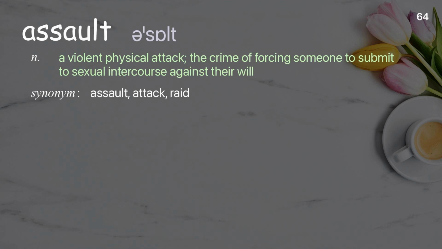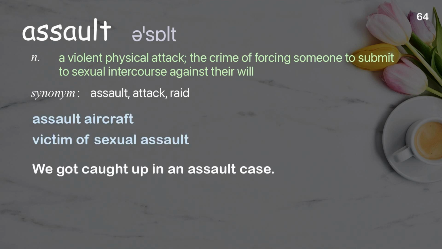Assault. A violent physical attack; the crime of forcing someone to submit to sexual intercourse against their will. Examples: Assault aircraft. Victim of sexual assault. We got caught up in an assault case.